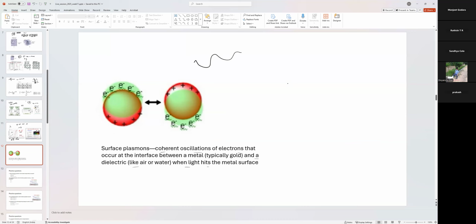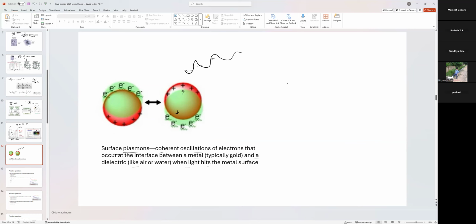So we have a light wave passing. Light is formed of electromagnetic oscillating electric and magnetic field. So due to this oscillating electric field, it will induce an oscillation inside the free electrons in the metal. They'll also oscillate with the oscillating electric field. So this collective oscillation we call plasma.